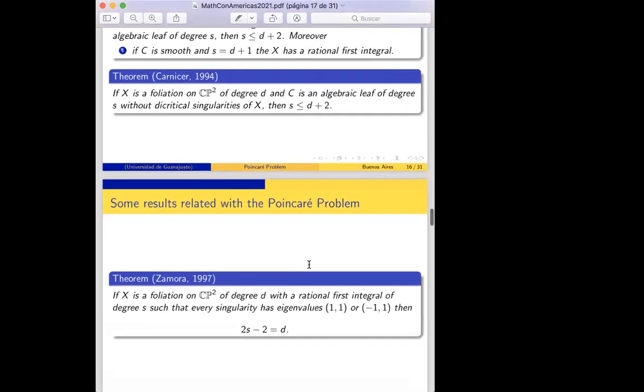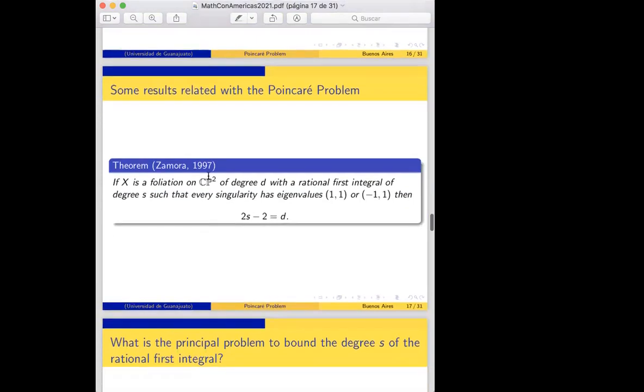The final result that I would like to recall is a theorem by Zamora, proved in 1997. In this case, we have critical singularities. The result says that if X is a foliation on the projective plane of degree D with a rational first integral of degree S, that means that we have critical singularities, and every singularity has eigenvalues 1, 1, or minus 1, 1, then 2 times the degree of the rational first integral minus 2 is equal to the degree of the foliation. Here we have a strong hypothesis on the singularities because we ask for a linear part and every singularity with eigenvalues 1, 1 or minus 1, 1. In this case, we know exactly what the degree of the rational first integral is.